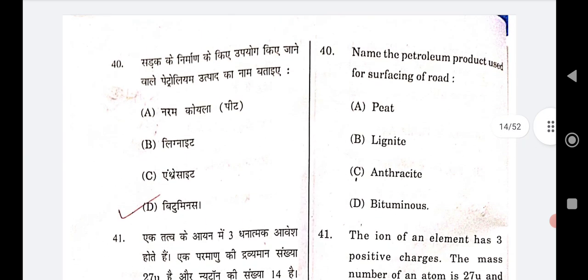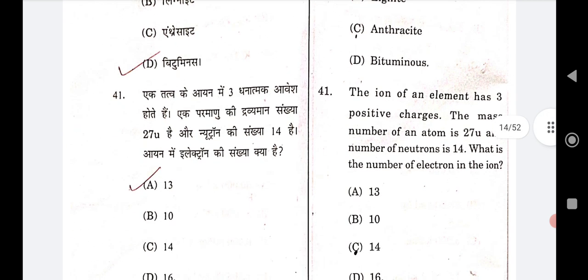Next question: name the petroleum product used for surfacing of road. Here bituminous is the correct option, that is option D. Next question: the ion of an element has 3 positive charges. The mass number of the atom is 27 and the number of neutrons is 14. What is the number of electrons in the ion? The correct option is 13. A is the correct one here.